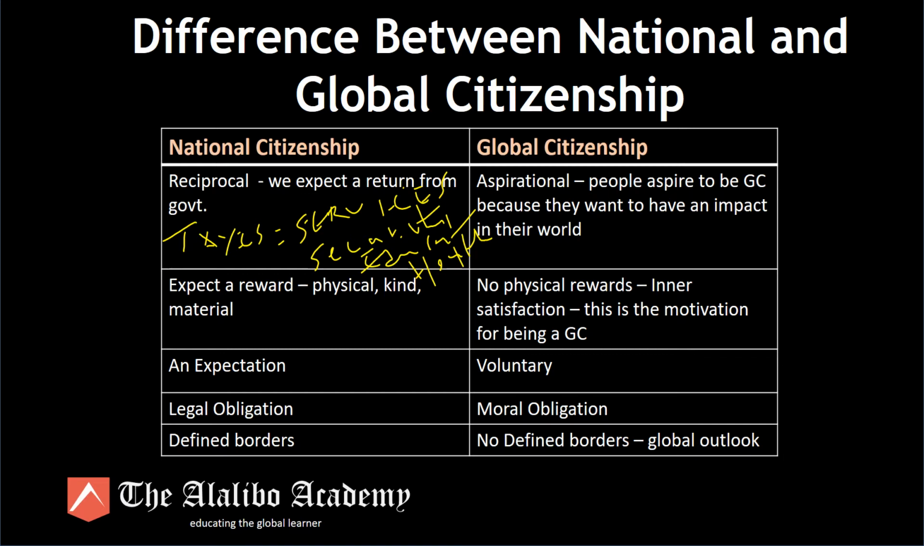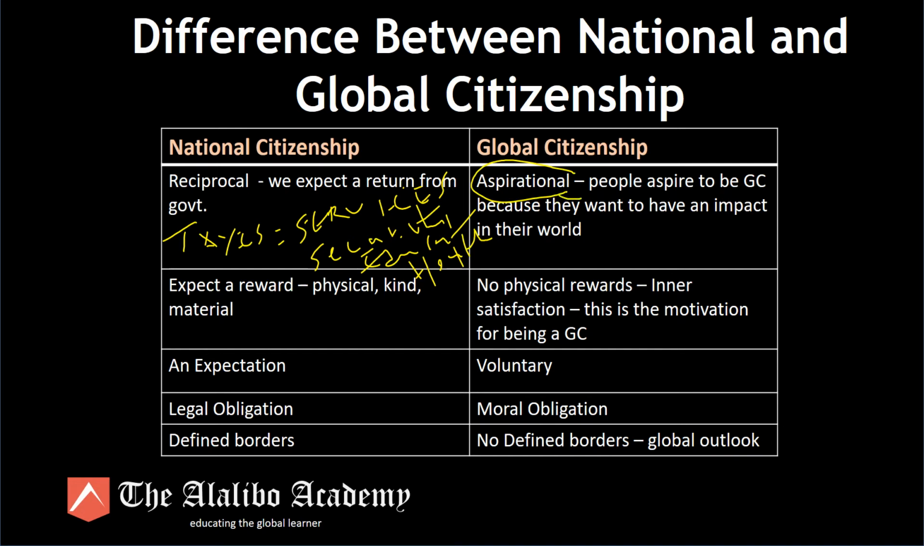And where the citizens fail to meet their responsibilities, they are also held accountable by the government, and usually that accountability comes in the form of a penalty, of a fine, or even restriction of freedom. So it is reciprocal, and there's an expectation that you will do something for the government, and the government will respond in kind. But on the global citizenship side, it is not reciprocal, it is aspirational.